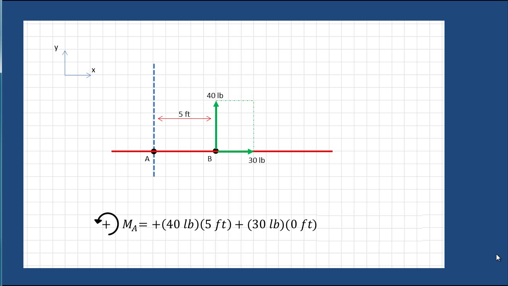By evaluating the expression, we then determine that the total moment about point A due to the 50-pound force passing through point B is 200 foot-pounds.